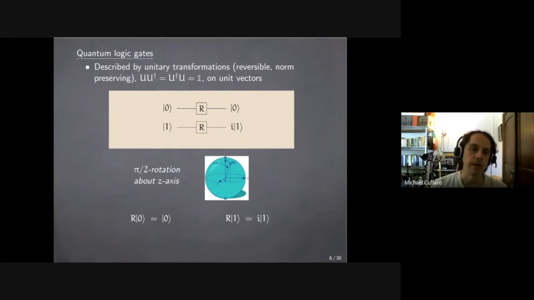Now, another important gate is what we call the phase gate. In some books, you'll see this as S, actually. For various reasons, I want to call it R. A phase gate is a pi over 2 rotation about Z. Again, it'll leave the 0 unchanged, but it'll introduce a phase factor of i to 1.